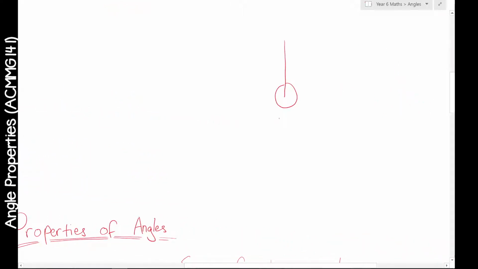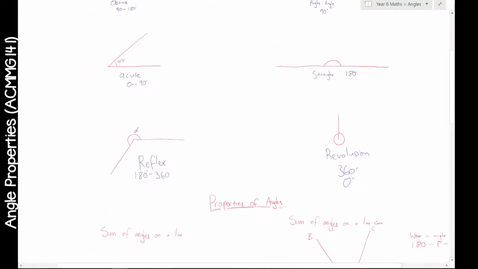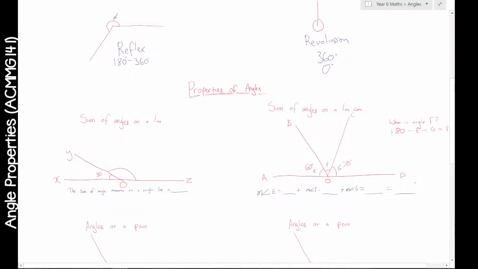So finally, if we started at the top of our clock and we went around and ended right back at the start, we call it a revolution. And a revolution is exactly 360 degrees. We can actually also say it's worth 0 degrees as well. We could say it didn't go around the clock at all. It's just 0 degrees. So those are our different types of angles. So let's look at the properties.